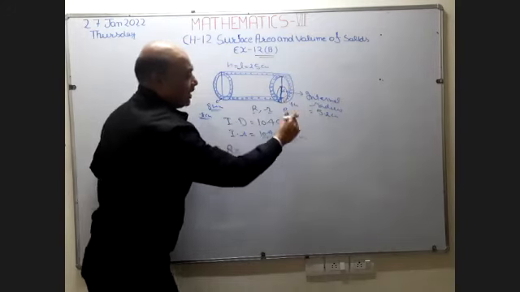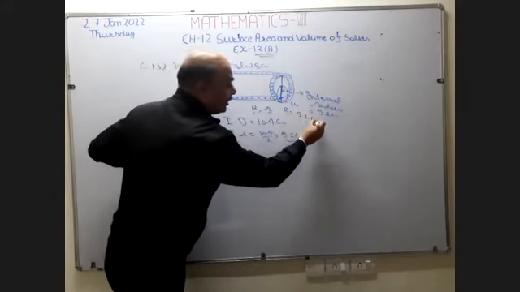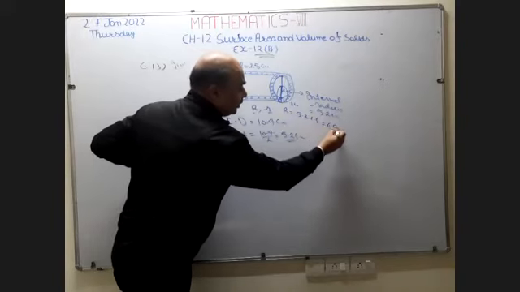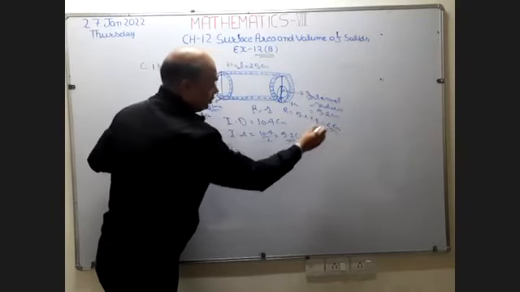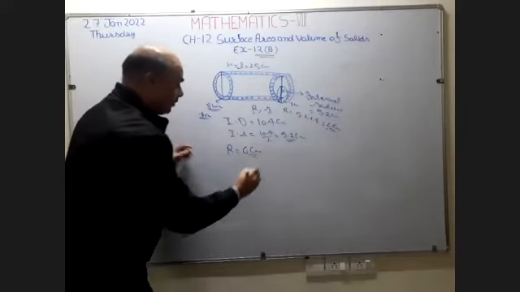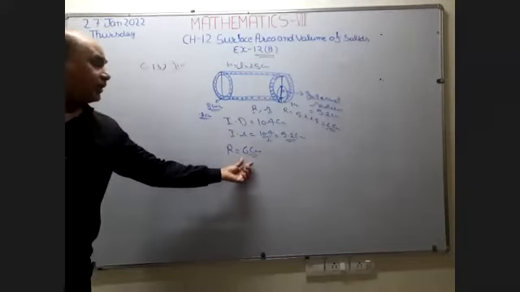Capital R means external radius. So 5.2 plus 0.8, it's going to be 6 centimeter. Okay, so this is the answer. The external radius of the pipe becomes 6 centimeter. I hope it is clear to everyone.